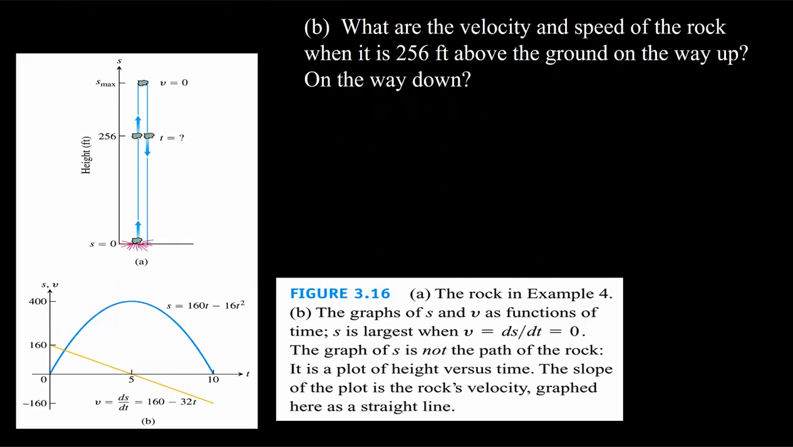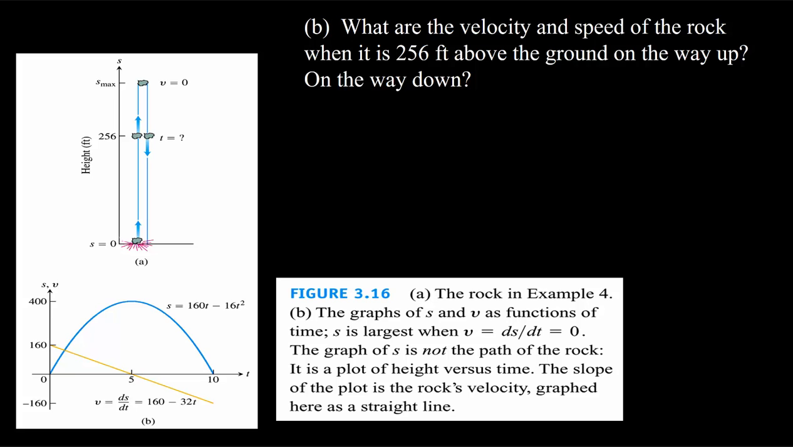Okay, letter B. What are the velocity and speed of the rock when it is 256 feet above the ground, on the way up and on the way down? Look at this picture again. Somehow between 0 and 5 seconds, or a distance of 0 to 400 maximum, there's got to be a 256 height reached somewhere between 0 and 5 seconds. So how do we do that?